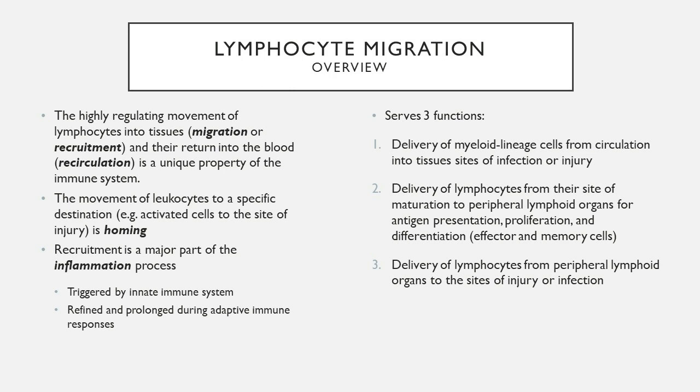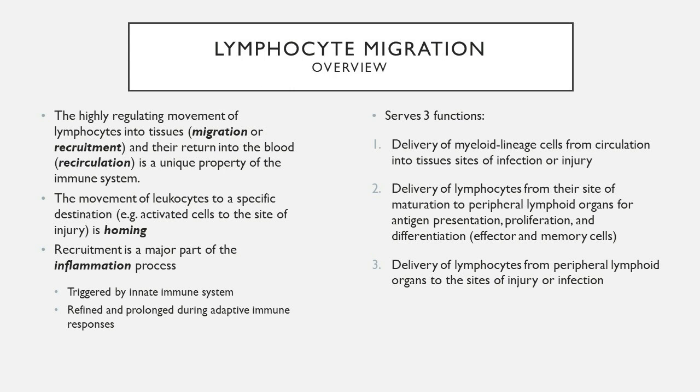The first is the delivery of myeloid lineage cells from circulation into sites of injury or infection. And here's where I want you to think neutrophils and monocytes, which I know I use the term again, 1-2 punch of the innate immune system. And it's always the first responders, neutrophils, followed by the secondary responses, monocytes, which at the site of injury or inflammation differentiate into macrophages.